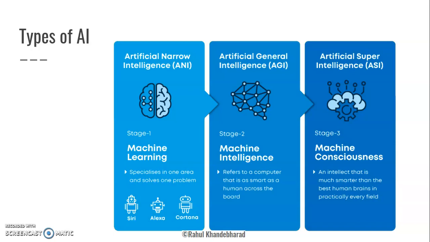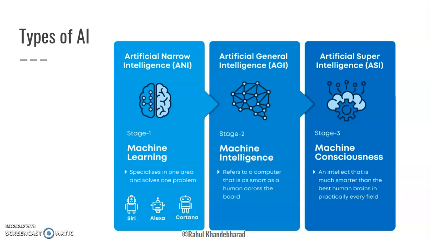And the second one is AGI, which refers to a computer that is as smart as the human brain. Here you can take the example of self-driving cars, because they can take their own decision about where to stop, where to start, when to put brakes, when to wait for a signal, and the rest of the things. And the third one and the most exciting one is artificial super intelligence. Artificial super intelligence is a system whose capability is more than a normal human brain.